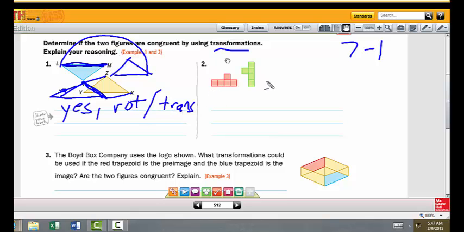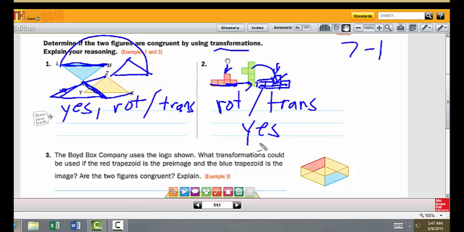Problem number 2. Here we have a situation where it would probably be easiest to rotate this figure down so that it looks like this. So you'd have two squares there, two there, and one on the end, and that's exactly what we have here. And then once we have this figure in this position, we could slide this one, and this one matches up with this, and all four match up with these. So again, we have a rotation followed by a translation, and our answer is, of course, yes, it is congruent.